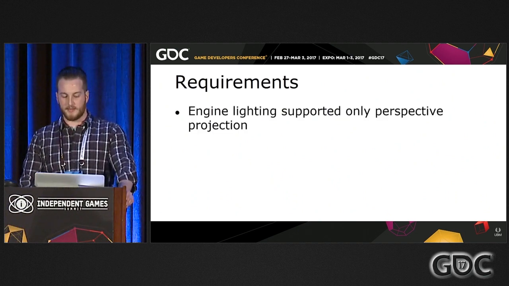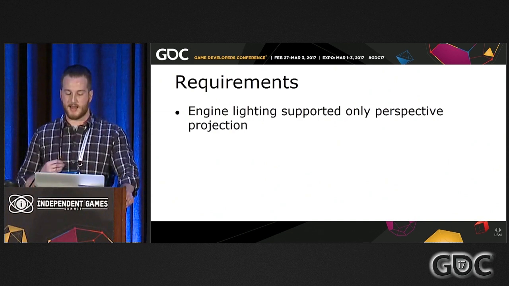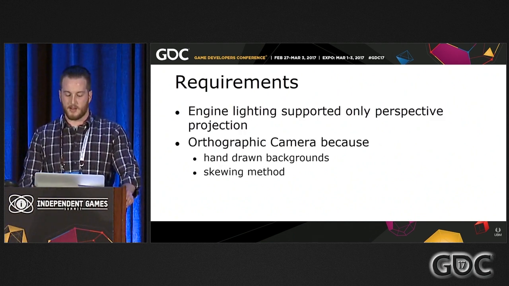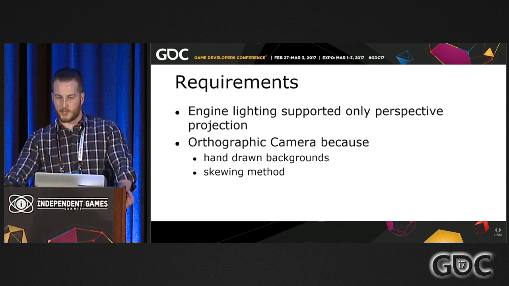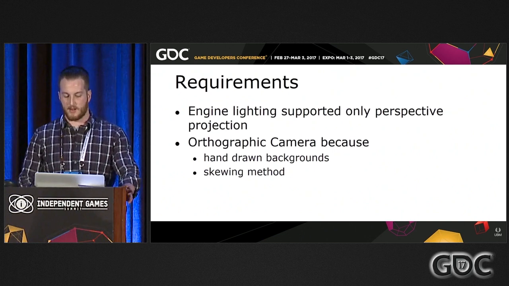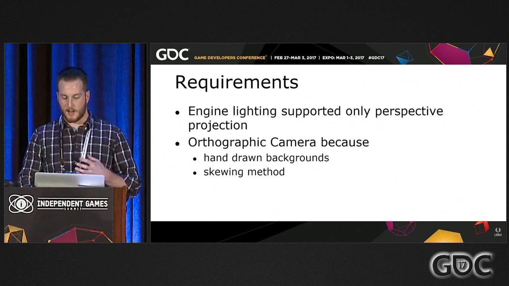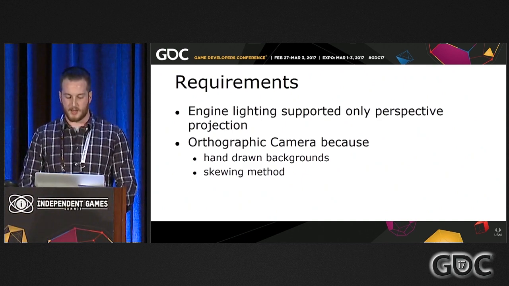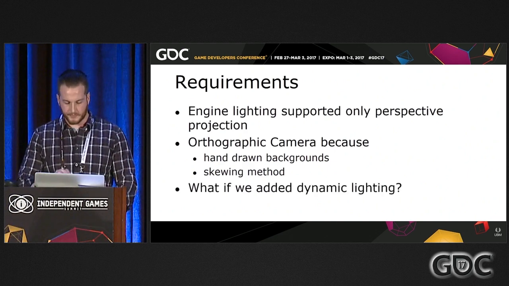The reason that we needed to create this lighting system was that our game engine only supported a perspective projection, and what we'll talk about later is that an orthographic camera is required for the skewing method that we use to render the 3D meshes, and there are hand-drawn backgrounds. The combination of both of those things requires us to use an ortho camera. Basically, it's to make sure that the 3D meshes are routed directly onto the hand-drawn backgrounds, and if there are any sprites, there is no perspective distortion around them.